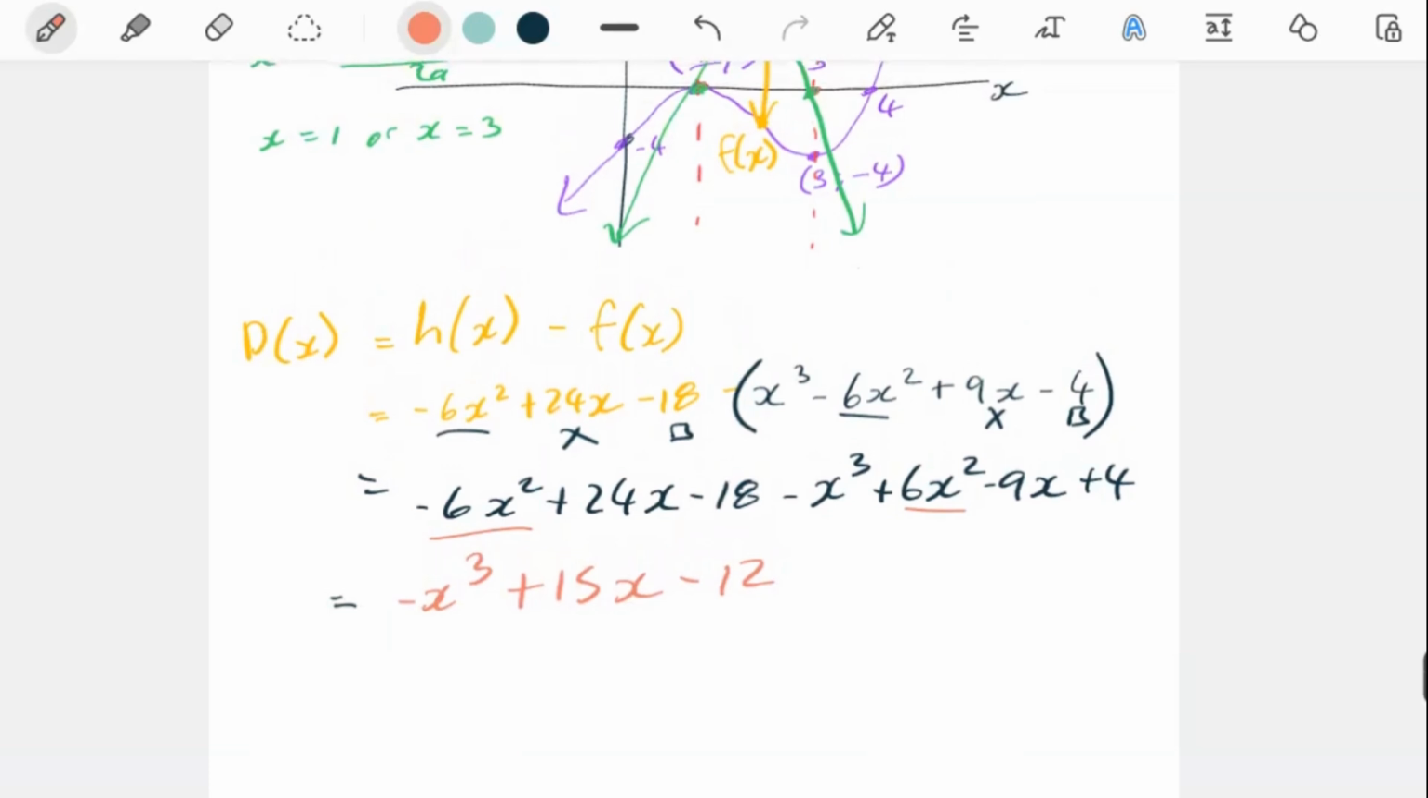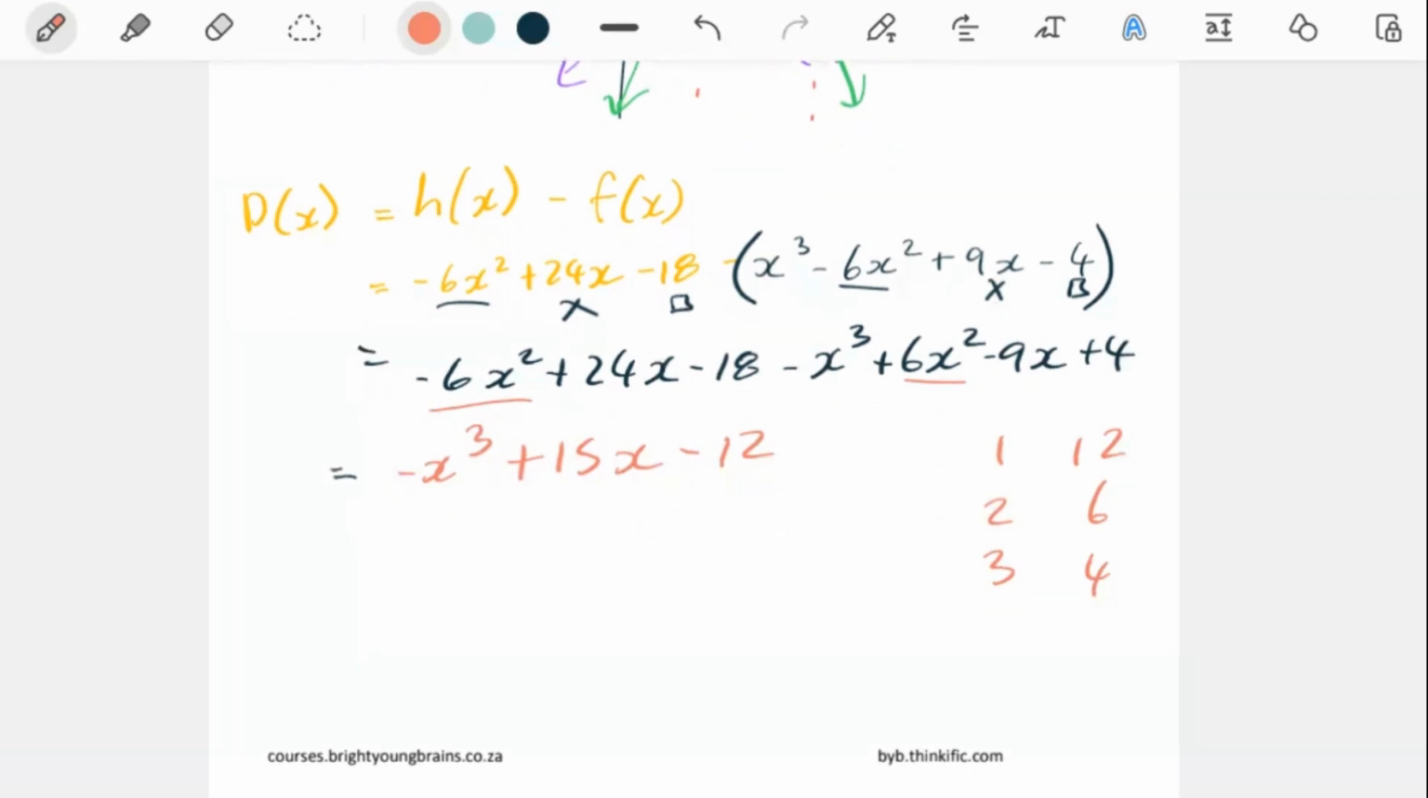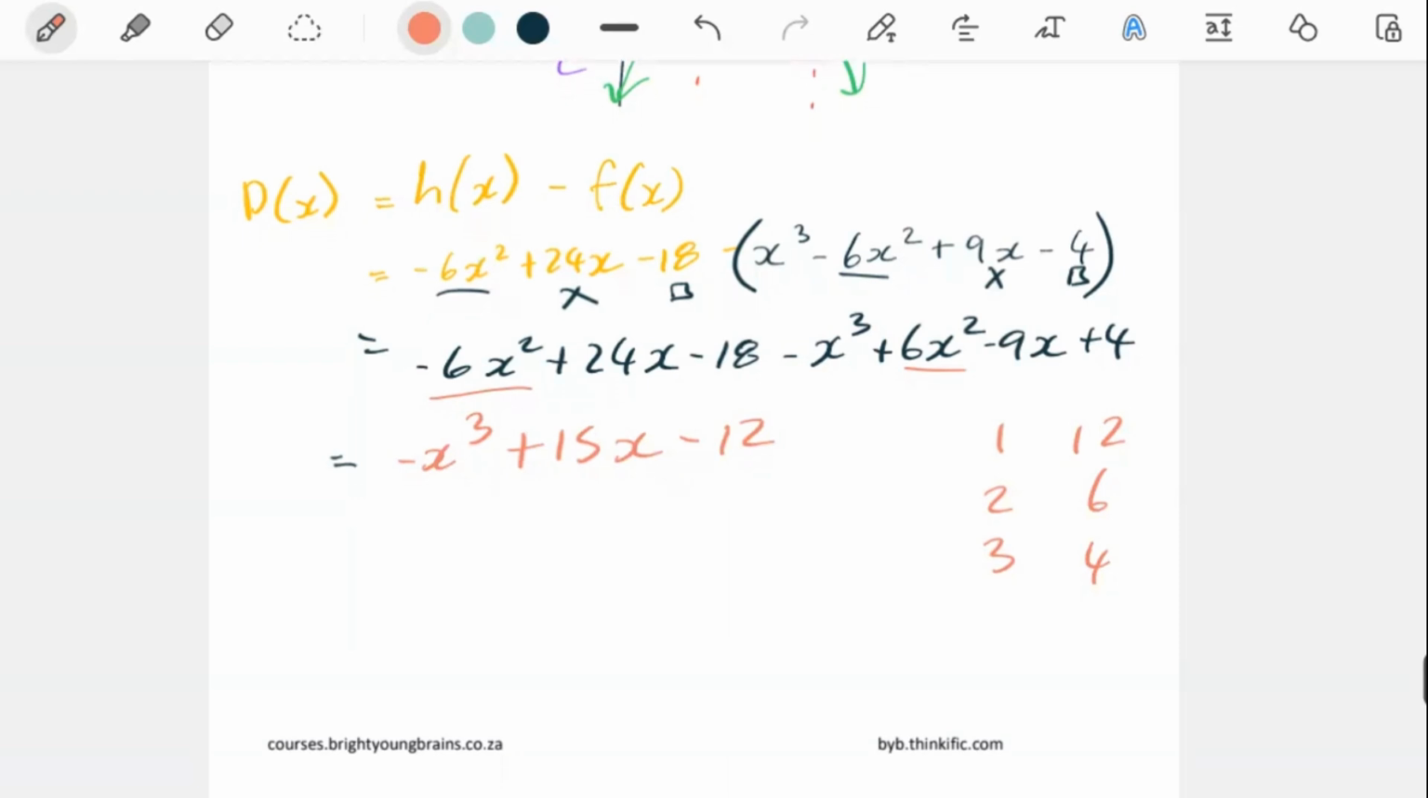But I am thinking to myself, factors of 12 that give a 15. Let's see, 1 and 12 does not, 2 and 6 don't, 3 and 4 don't. 5 is not a factor, and then 6. So this does need the quadratic formula again. Our a value in this instance is -1.